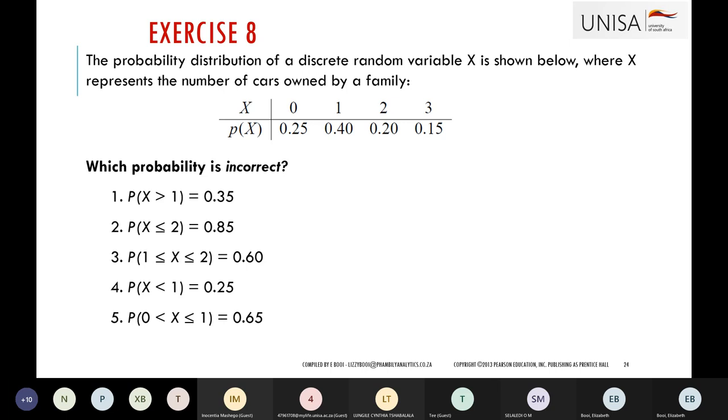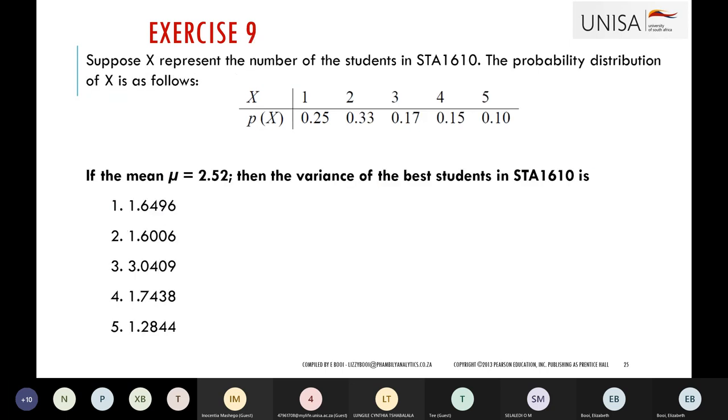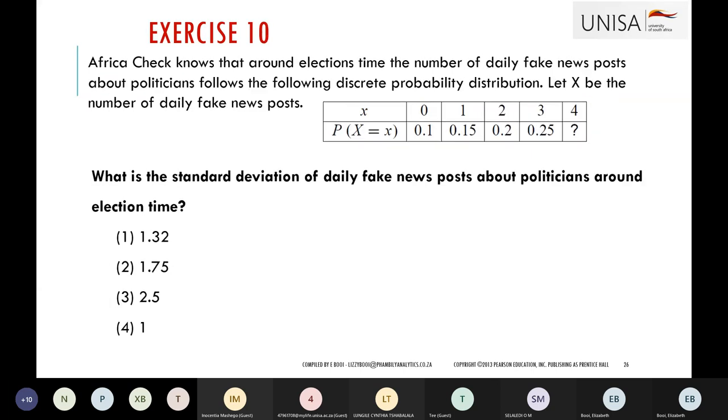The probability distribution of this discrete variable X. What is the probability that x is greater than 1? So we're looking for x greater than 1, does not include 1. So it will be the probability that x is equal to 2 plus the probability that x is equal to 3. So it will be 0.2 plus 0.15, which is 0.35. Happy next? Yes. Correct. I'm going to do 8 and then you do 9. No, we will skip 9. You will do 10.